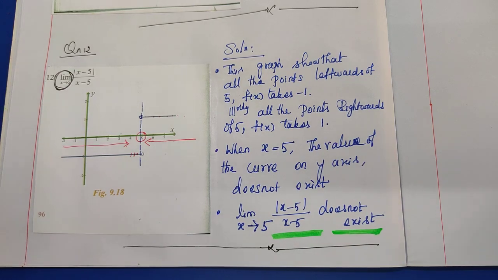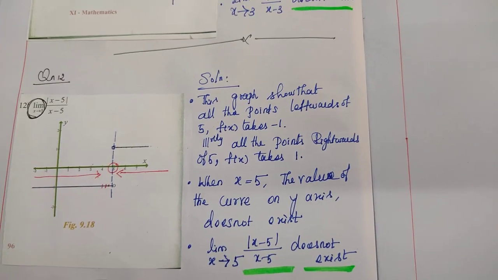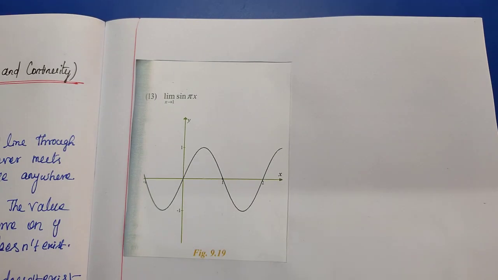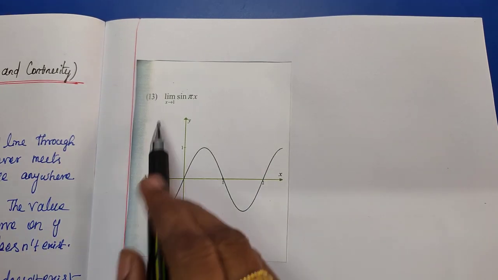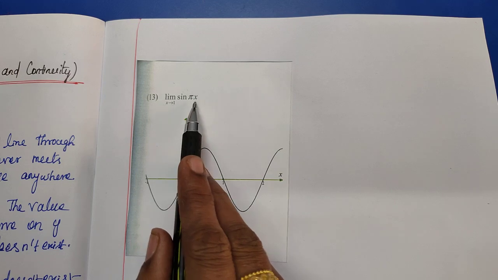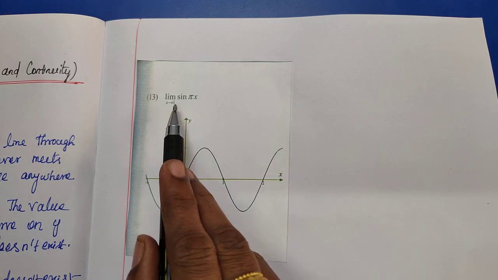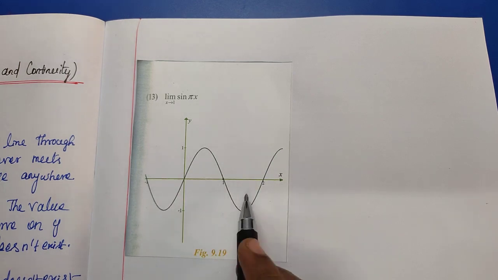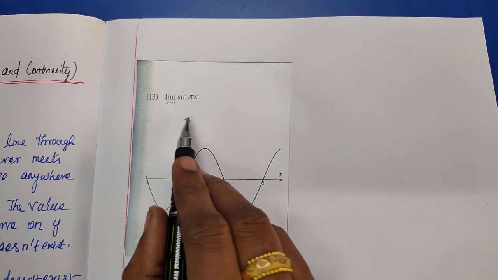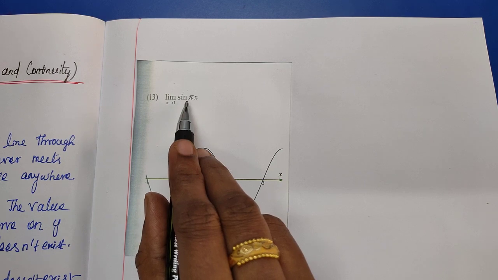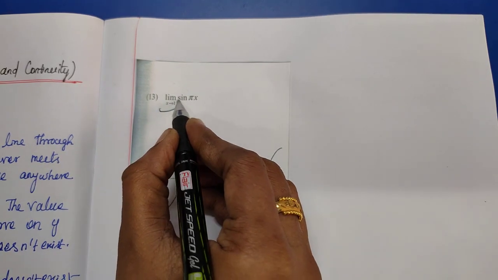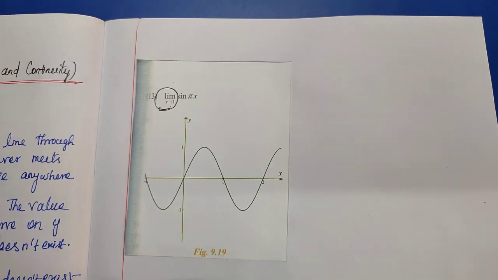Now, question number 13. The question is, limit x tends to 1 sin pi x. Find the value of the limit using the graph. By using this graph, find the value of the limit of the given function sin pi x. Here our limit is x tends to 1.